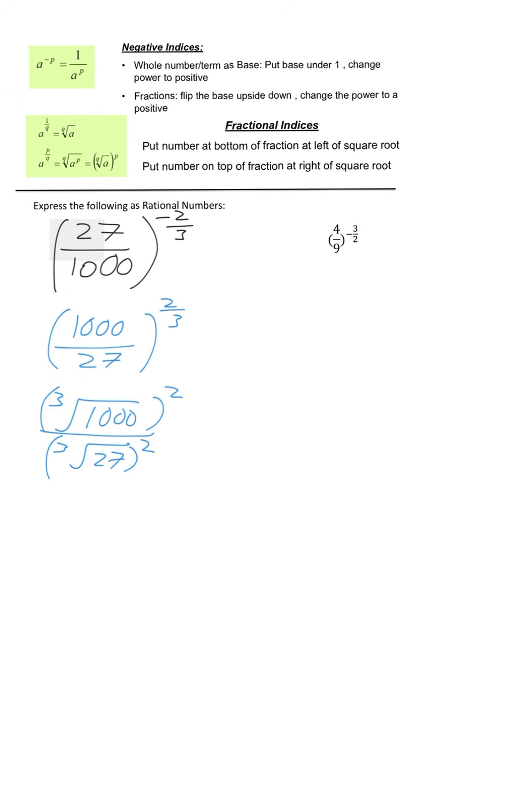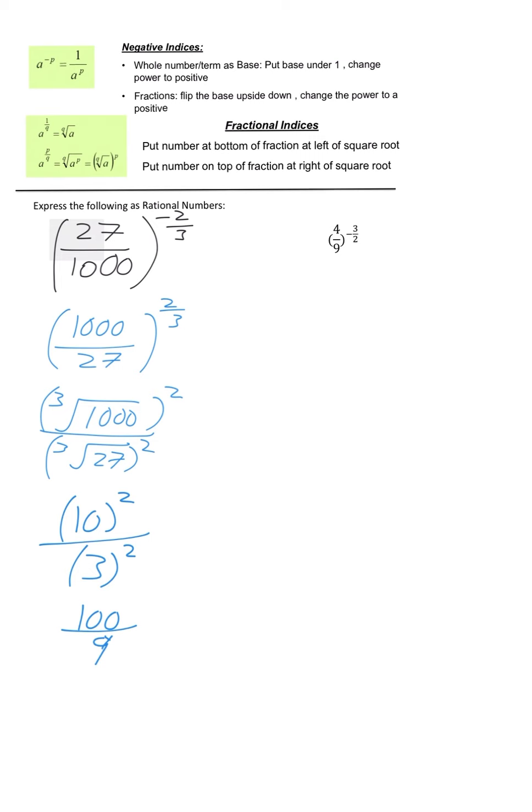So now, the third root of 1000: what multiplies by itself 3 times to get 1000? That would be 10. And then the third root of 27, that is going to be 3, because 3 times itself 3 times gets 27. And 10 squared is 100. 3 squared is 9. So there's our answer.